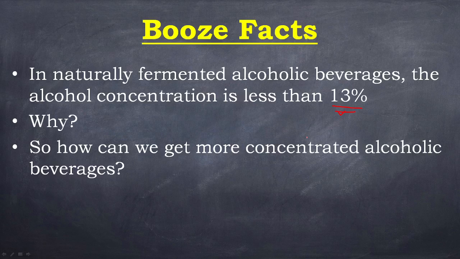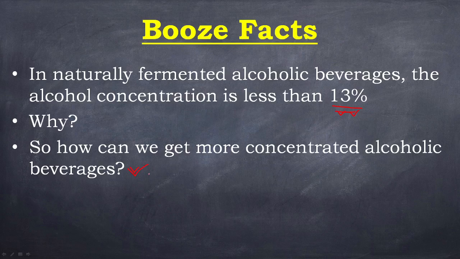Whiskey, brandy and rum have much higher alcohol concentration, above 13%. So how can we get more concentrated alcoholic beverages? Whiskey, brandy and rum have high alcohol concentration because we do something called distillation, alcohol distillation, in the factory. You can read about the distillation process.